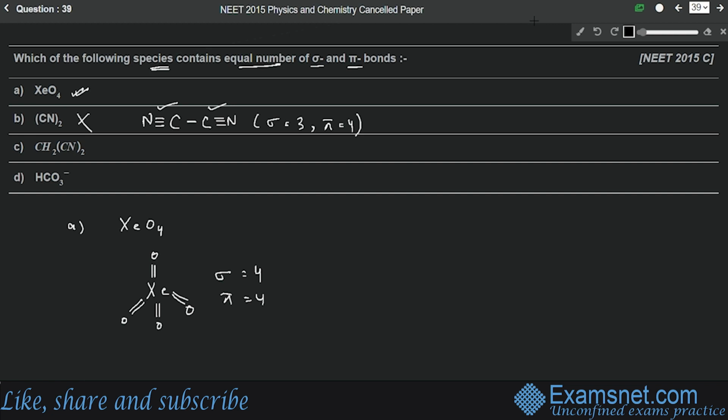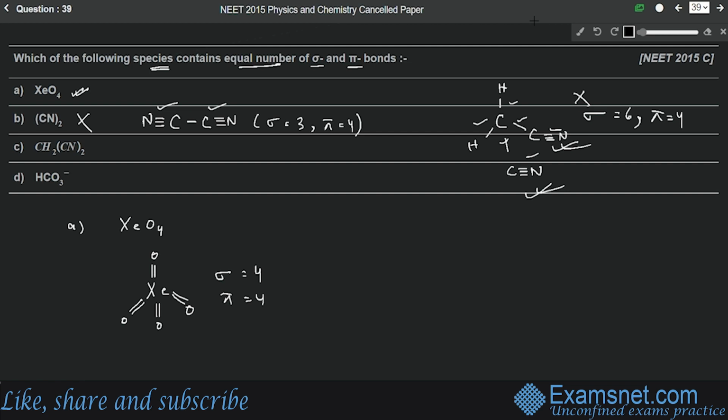Third one, CH2(CN)2. So let's see the structure. CH2, so 1H, 2H. Then 2 CN, C triple bond N and one more C triple bond N. So what is the number of sigma bonds? 1, 2, 3, 4, 5, 6. It is 6, and the number of pi bonds is 2 this side and 2 this side, so pi bonds is 4. Again both are not equal.